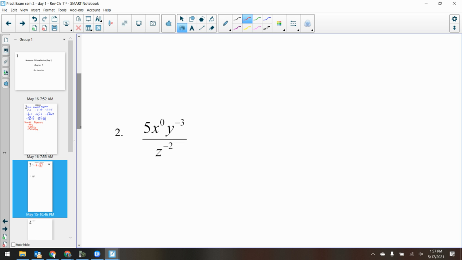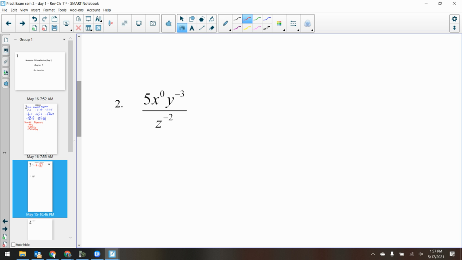Like for example, I've got 5x to the 0. What happens with that x to the 0? Maddie? Turns it to a 1. Turns it to a 1. Thank you. She had raised her hand back here. Thank you, Riley. Turns it to a 1.